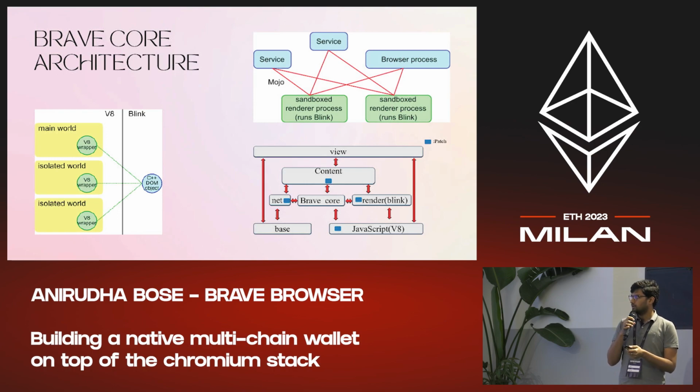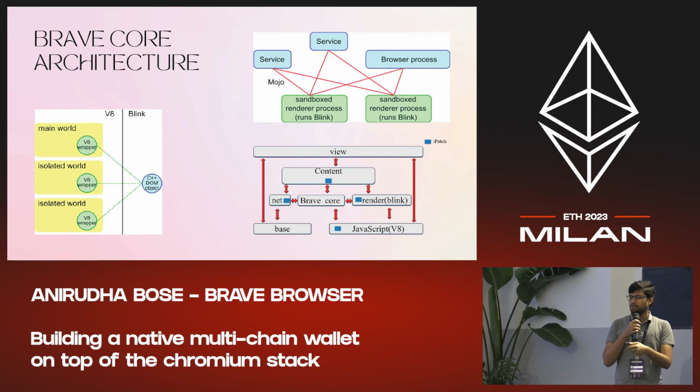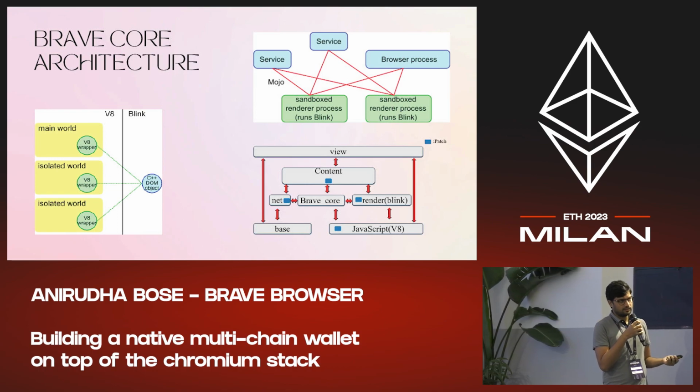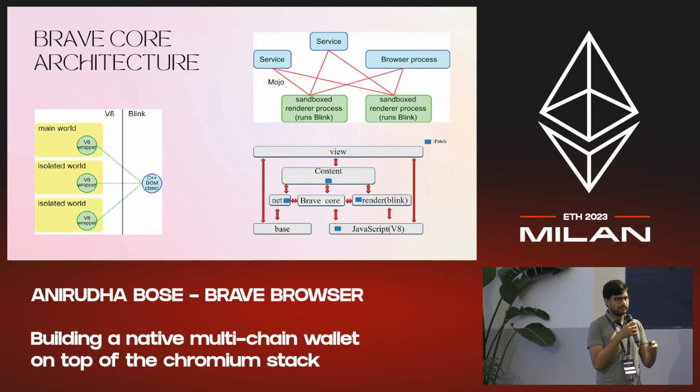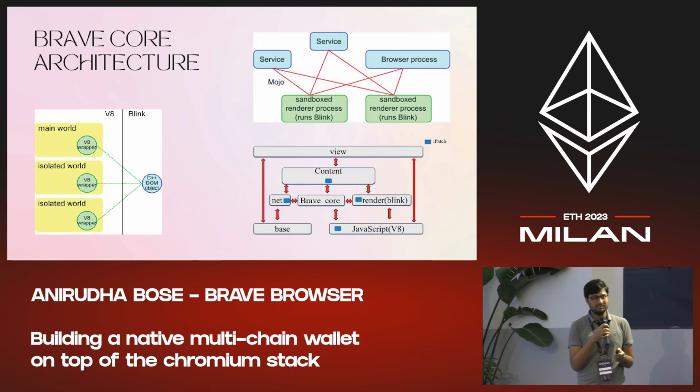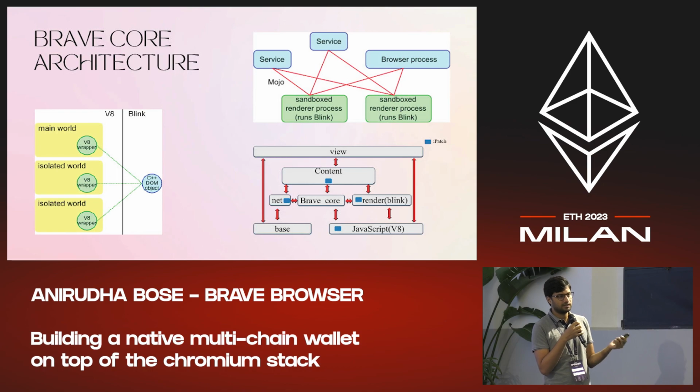So in Brave browser, the wallet that you saw in the previous slide, that was React. And it was accessing JavaScript objects. But behind the scenes, it is actually a C++ object. And if you call any function, that's running C++, not JavaScript. So that's an illusion. Works for us.